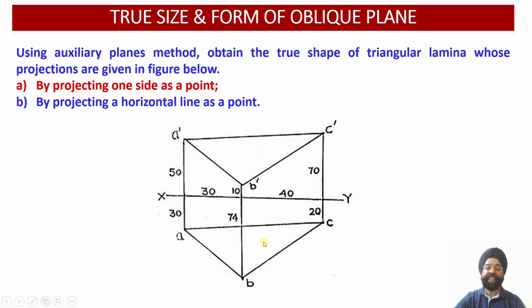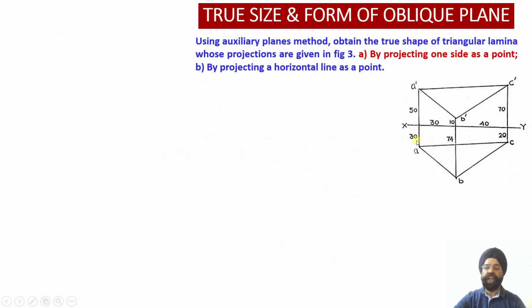And here the flexibility lies with us, that you can pick up any one of the edges of the plan, or any one of the edges of the elevation, to which you want to draw a parallel auxiliary plane. So let us work out how we draw the true shape of this particular oblique triangular lamina.